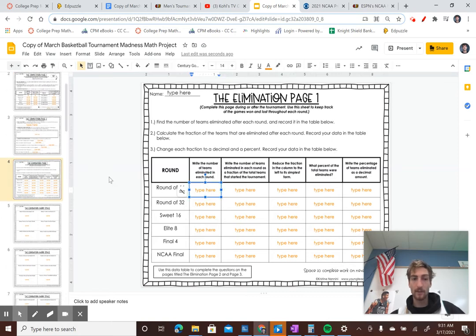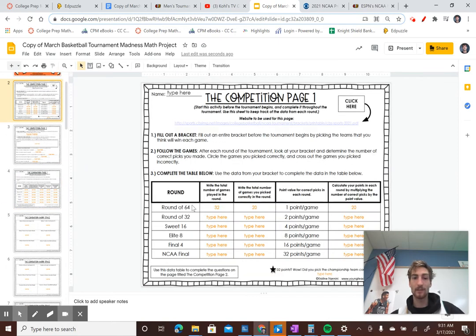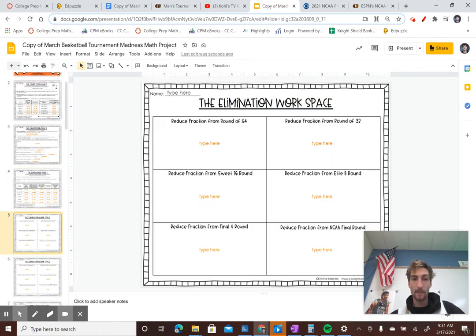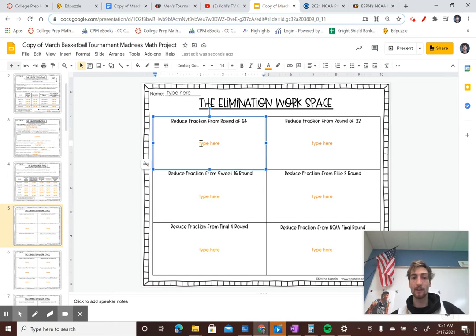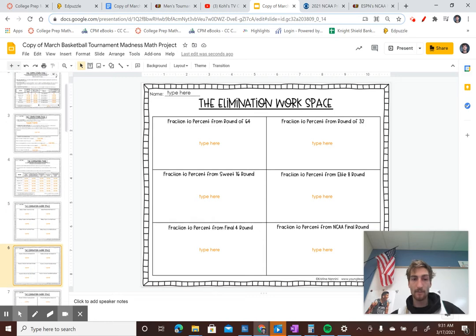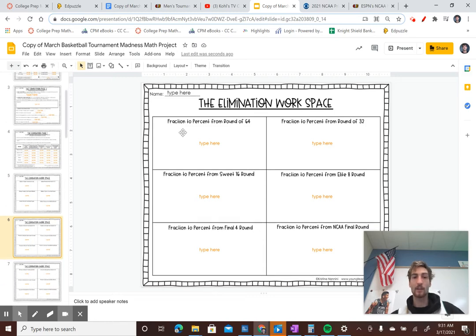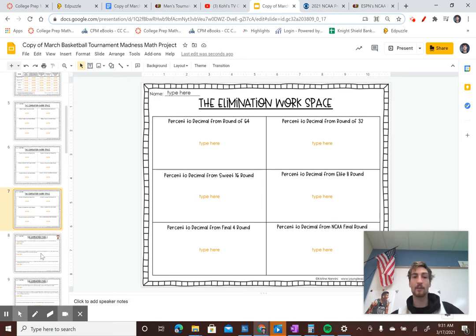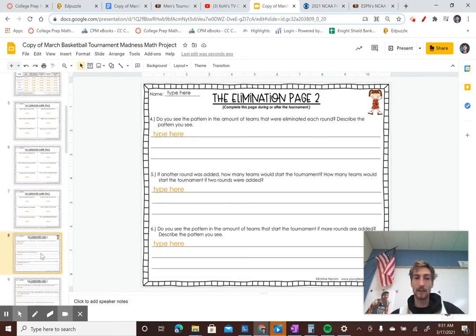All right, number of teams eliminated. So it's just like that first page, except now you're going to take a look at how many teams were eliminated in that first round. And then we're going to create a fraction from the round of 64. Based on how many teams got eliminated, you're going to create a fraction. You're going to reduce the fraction. And then we're going to change the fraction to a percent. Change the percent to a decimal. All right, and that's after each round. But I'll give directions every day.